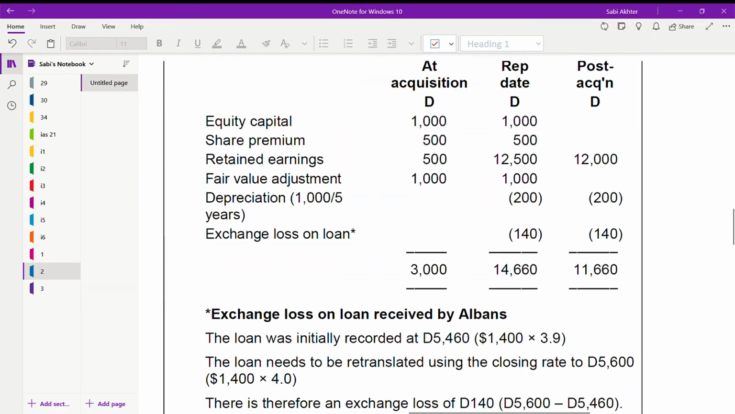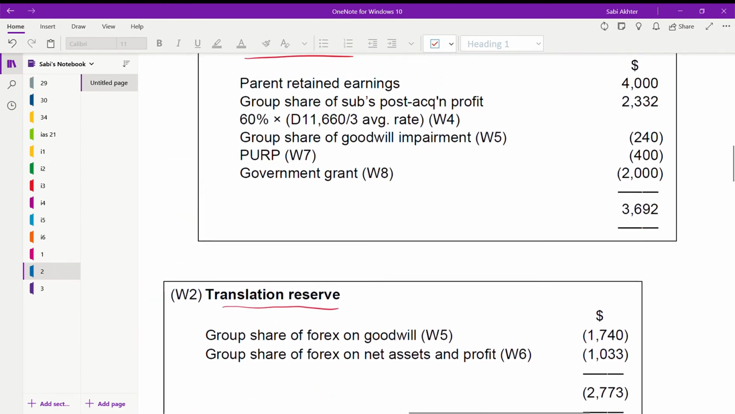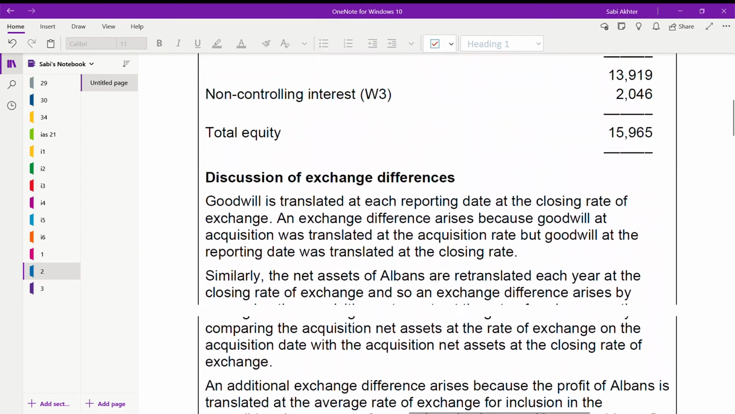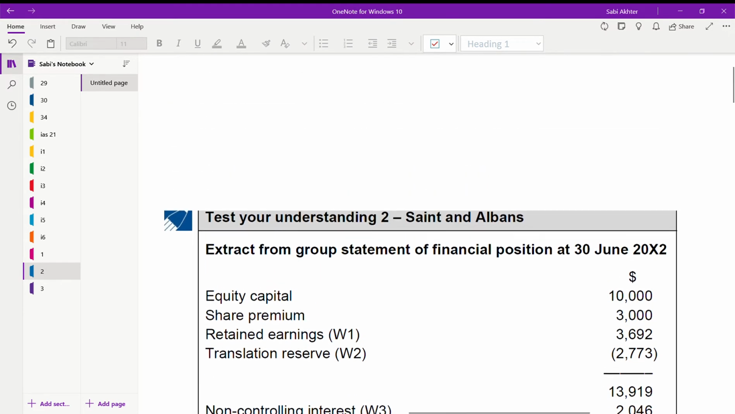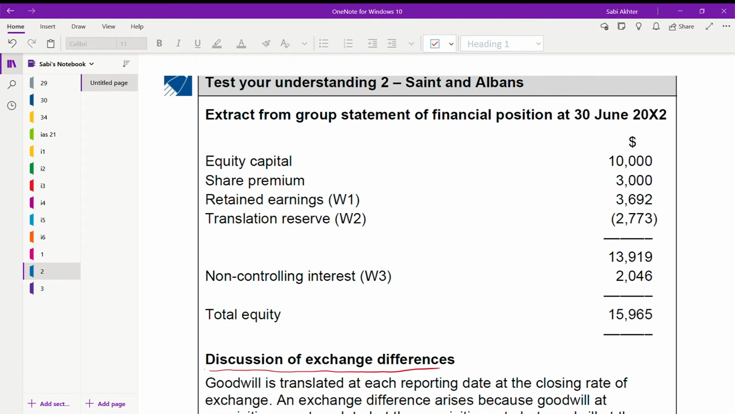How to handle this long question? Too much information. Handle it one by one. This is the discussion of exchange differences. But the main answer is only this much, while the workings are so much. You have to focus more on the working. Once working is done, you just have to copy paste the answer into your main sheet. This is just the extract. This is what you'll be asked in the main exam also, the extract only.